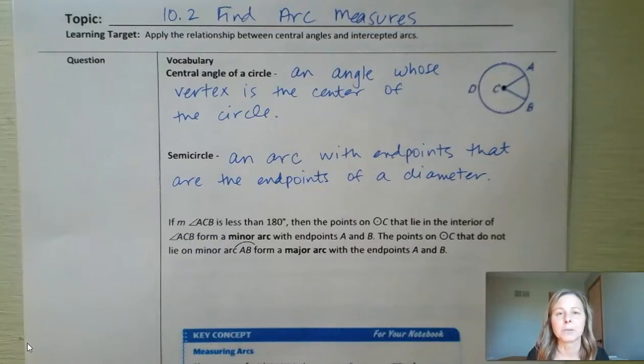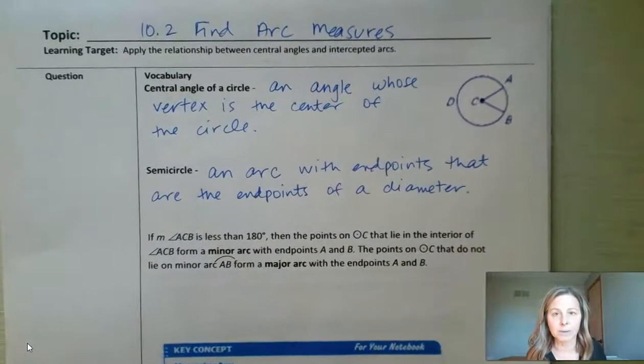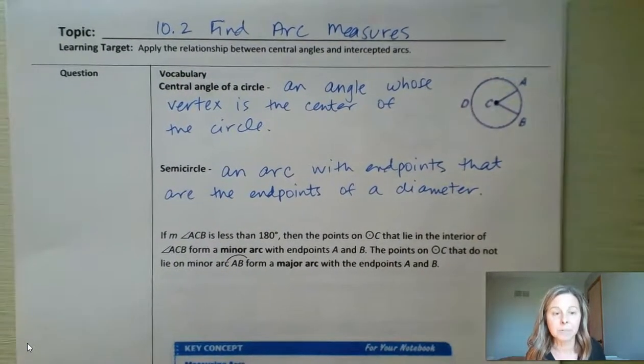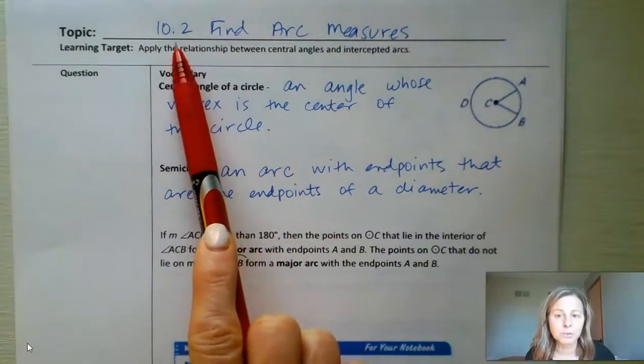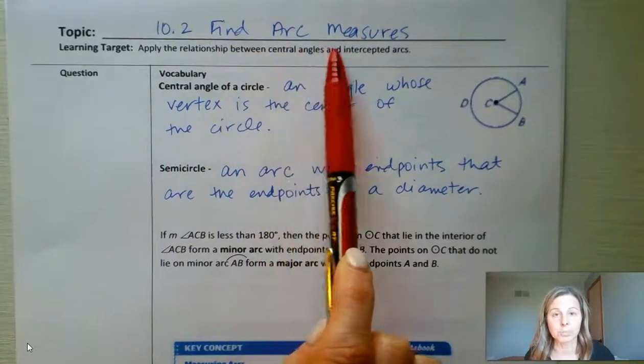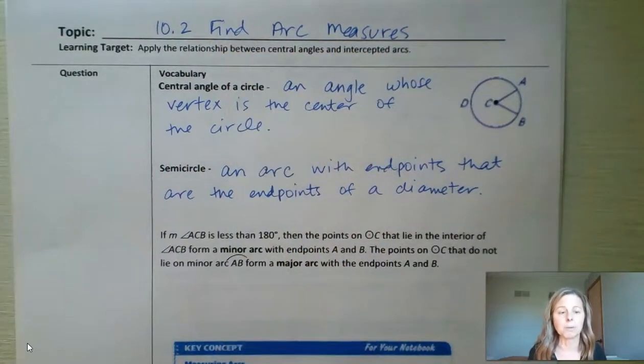It'll be a little easier for me to record and upload. But I am using my document camera and just writing on the same copy of notes that hopefully you were able to print or download. So you may want to pause the video as you jot down these first two definitions. But we are on section 10.2. We are going to be finding arc measures. So we will define a little bit more about arcs and calculate some arc measures. So there are two definitions right now I'd like you to take down.